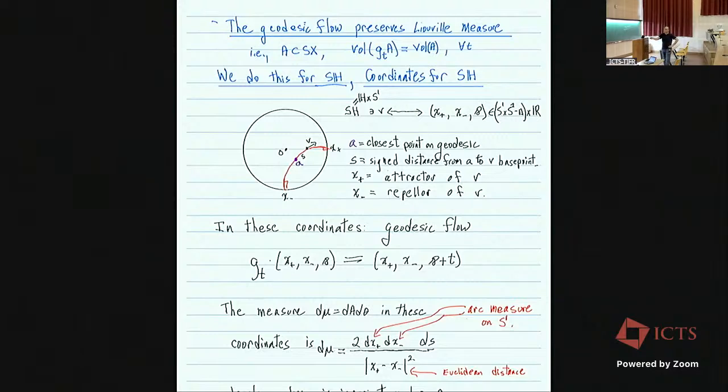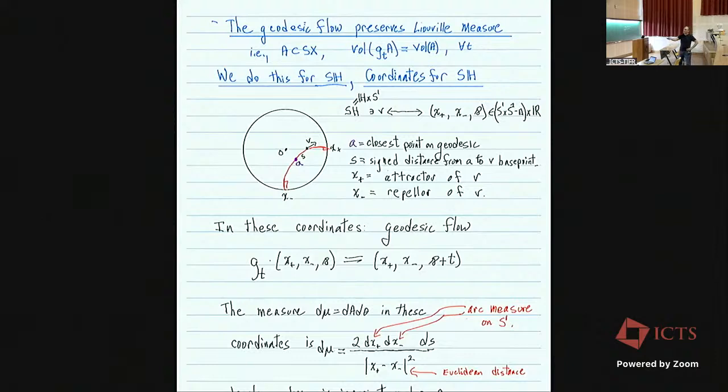I'm not going to show you why that's true, but in these coordinates, look at what the geodesic flow is. The first two coordinates stay constant, because you're just flowing along this geodesic. That's what the geodesic flow does. If I started with V, I flow along here. So these two endpoints stay constant, and then the signed distance changes by whatever I flowed by. I add T. That's pretty convenient.